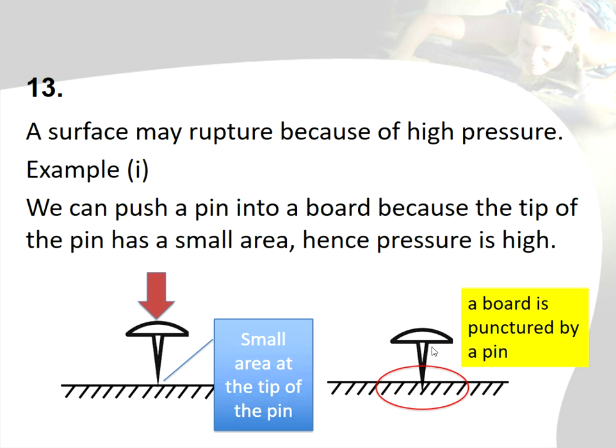Breakthrough. Okay? So for example, the notice board at the back is very ruptured with a lot of holes. You want to go and staple, you rupture it, right? You put a thumbtack, you rupture it. Your skin, can your skin rupture? Yes. When you go for an injection, it ruptures your skin. So we say that we can push a pin into a board because the tip of the pin has a small area. Hence, the pressure is high.